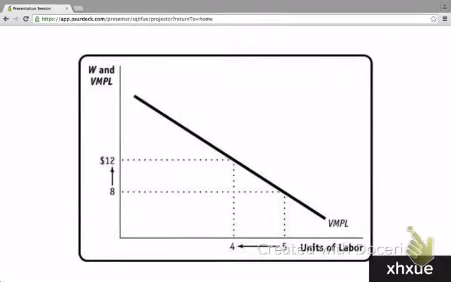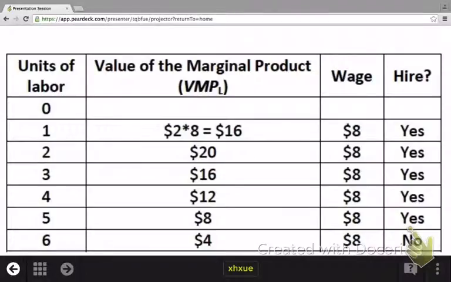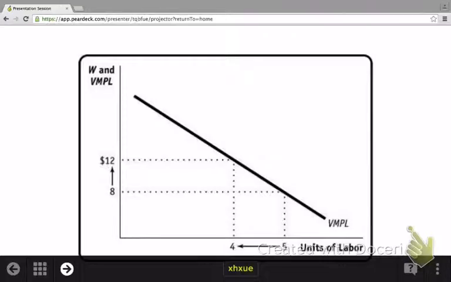Now, suppose that the market wage rises to $12. Suppose that instead of paying each worker $8, we have to pay each worker $12. Well, now we only want to hire workers that bring in a value of the marginal product of labor of greater than $12, not $8. So now our hiring decision goes down, because if we go back to the previous graph, the fifth worker brings in 8, but if we have to pay them 12, we don't want to hire them anymore. The fourth worker brings in 12, and we pay them 12, so now we would hire only 4 workers.